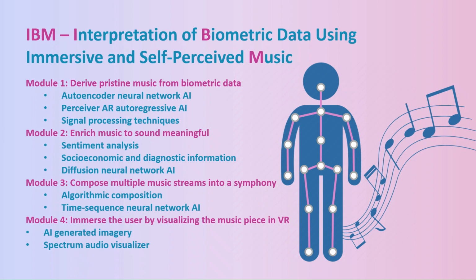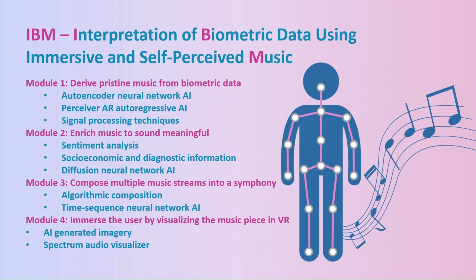In Module 1, you derive a pristine piece of music from the biometric data. And pristine is to say it's sort of like the skeleton of the product and not quite a complete music piece. This has been done with a handful of methods such as autoencoder neural network AI, perceiver AR, autoregressive AI, and signal processing techniques. After that, you get to Module 2, which is where you make the music meaningful.